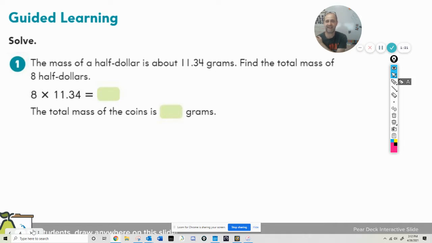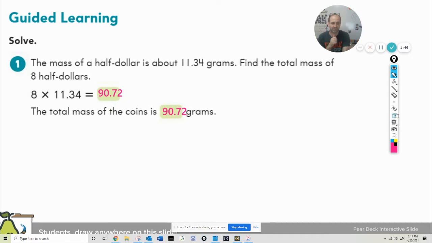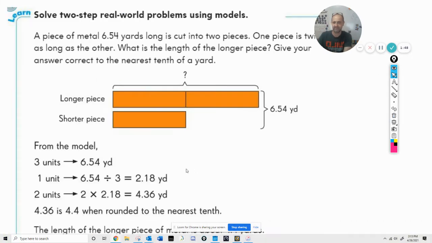The mass of a half dollar is 11 3/400ths of a gram. Find the total mass of 8 half dollars. 8 times 11 3/400ths equals, and the total mass of the coins is blank. Again, why would you ever solve this? I have no idea, but why don't you go ahead and do that, and I'll give you the answers in about 5 seconds. All right, is that what you got? Beautiful. Let's carry on. Real-world problems indeed.